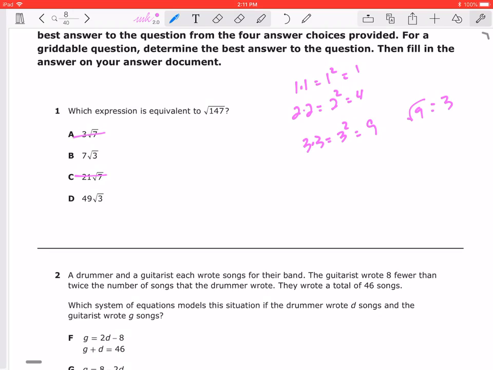147 divided by 3. Okay, the square root of 147, I can rewrite that to be the square root of 3 times 49. Well, the square root of 49 will give me 7. So remember, I want to take the square root of 3 times the square root of 49. That's going to give me the square root of 3 times 7 when I take the square root of 49. Now, the rules say that I can move that in any order since we're multiplying. So I'm going to say 7 times the square root of 3. What's our answer choice? B.